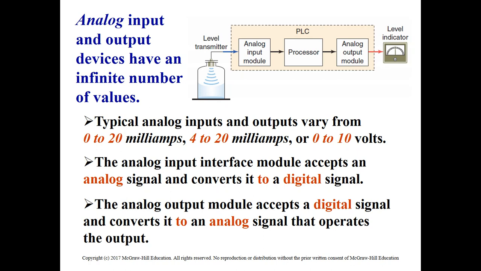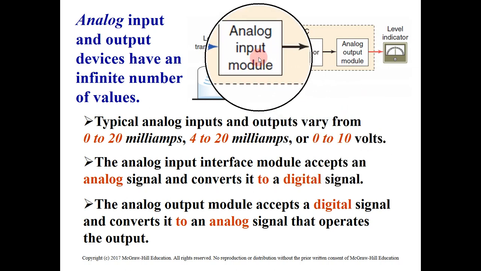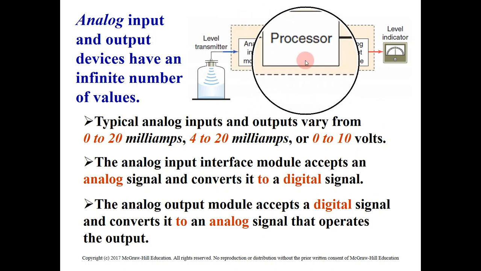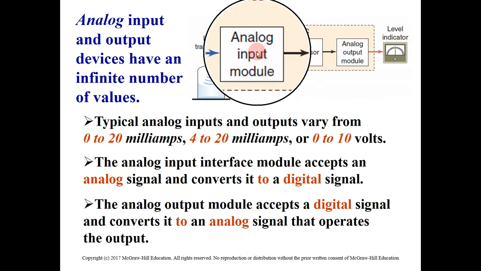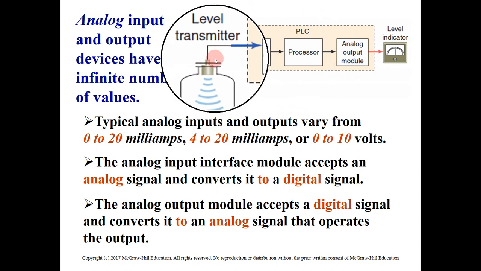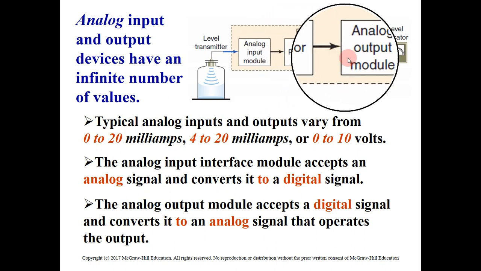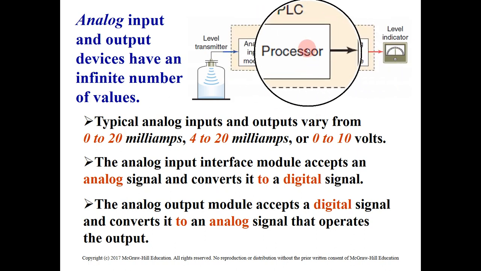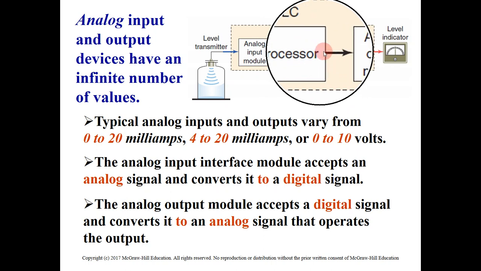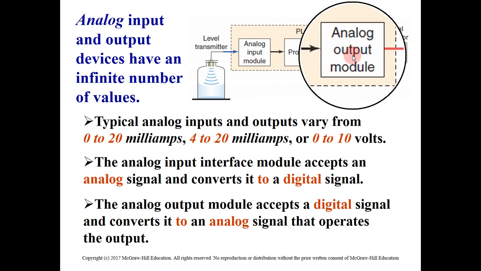So the analog input interface module here accepts these analog values and converts them into digital values to be sent to the controller. We said the microprocessor only receives digital values. So here we have the analog input module, and here we have the processor. The analog input module receives the data from the transmitter or from the sensor here. This is an ultrasonic sensor. Then this data is sent to the processor, which processes the data and sends it to the analog output module.